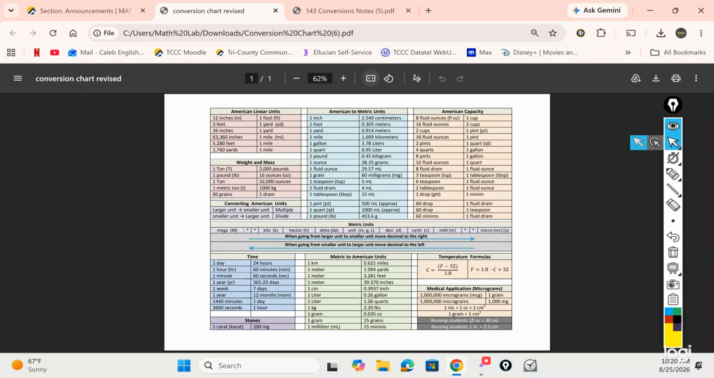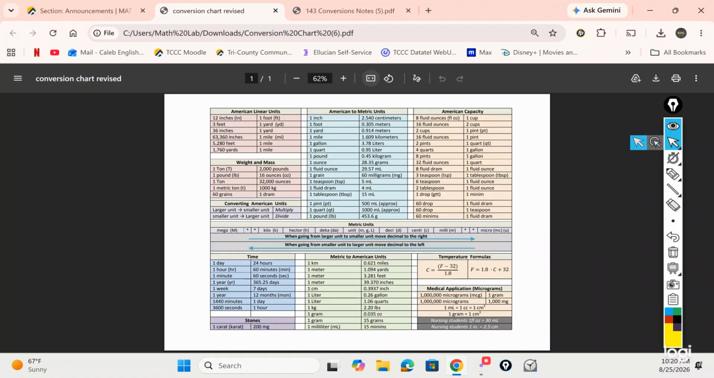The metric scale is here in the middle. Above that in the middle, you got American units to metric units. So all the American ones are on the left and all the metric ones are on the right. Below that, it's reversed, metric to American. You've got temperature formulas. You've got medical conversions, time, weight and mass, whole bunch of things that are on here. This actually has more on it than we're going to wind up needing, but it still helps you to have it.